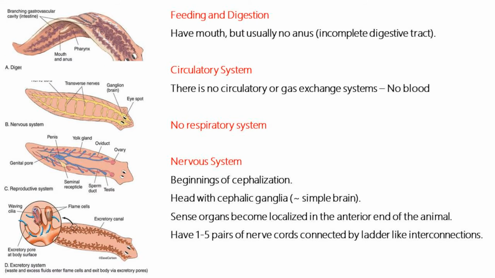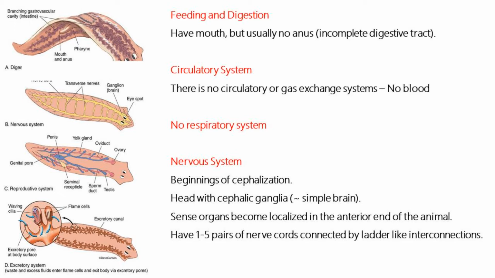Feeding and digestion. Free living forms are mainly carnivorous. Most species are endoparasites. They have a mouth but usually no anus, so they have an incomplete digestive tract. Class Cestoda, the tapeworms, have no digestive system. Circulatory system: there is no circulatory or gas exchange system and no blood. No respiratory system.